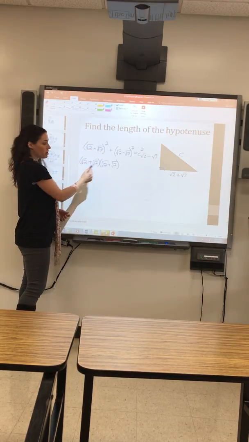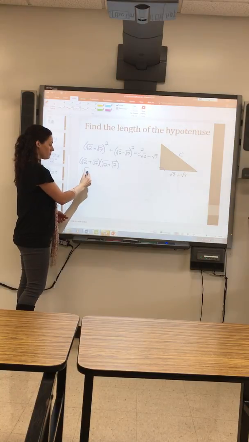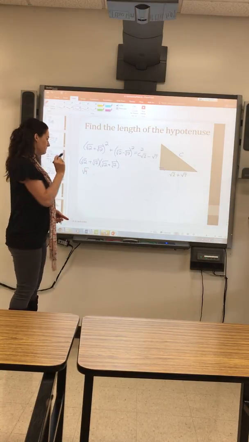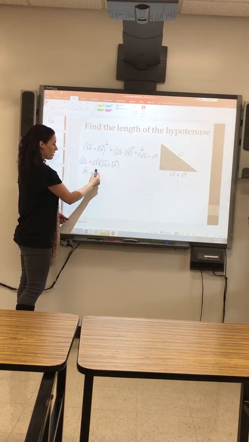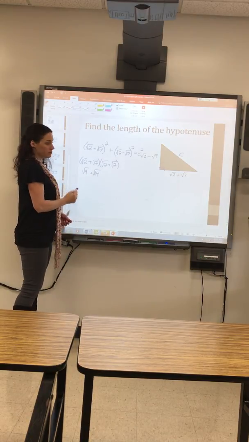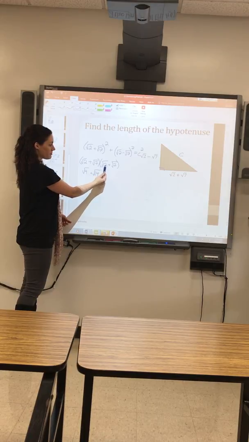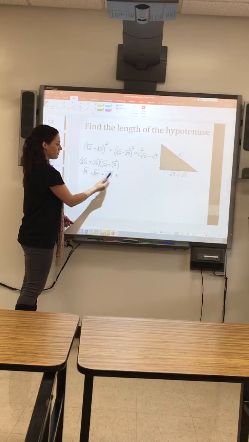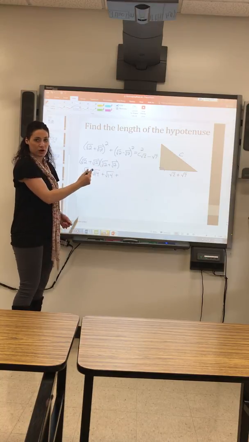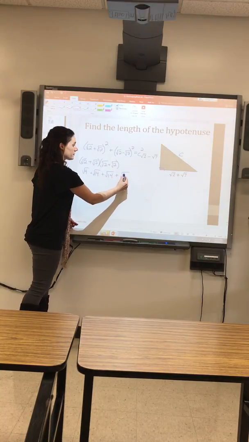Square root of 2 times the square root of 2 is square root of 4, because 2 times 2 is 4. Square root of 2 times square root of 7 is going to be the square root of 14. Square root of 7 times the square root of 2 is going to be another square root of 14. And then the square root of 7 times the square root of 7 will be the square root of 49.